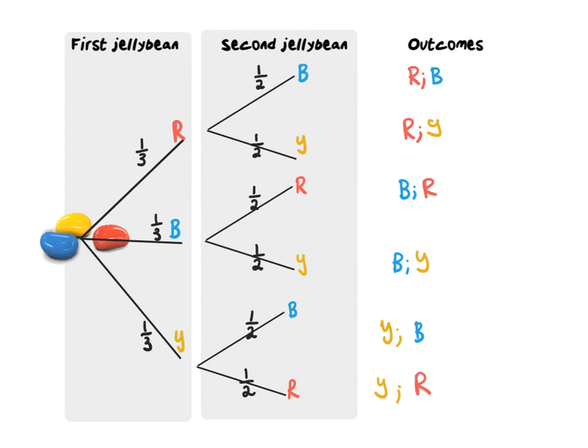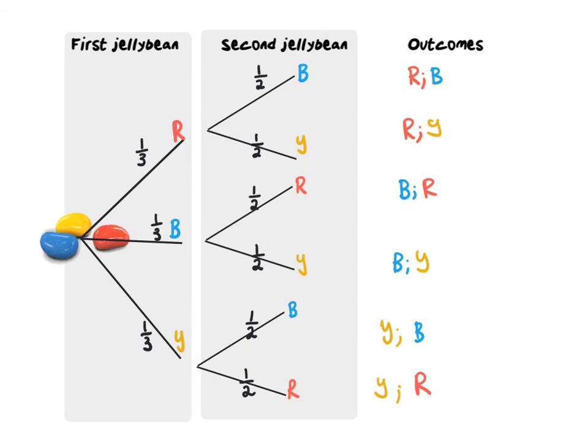So drawing the tree diagram really just helps me to organize all my different outcomes. So the options after red is blue or yellow, so I write red, blue, red, yellow. The options after blue is red, yellow, so I write blue, red, blue, yellow. And the options after yellow is blue and red, therefore I write yellow, blue, and yellow, red.